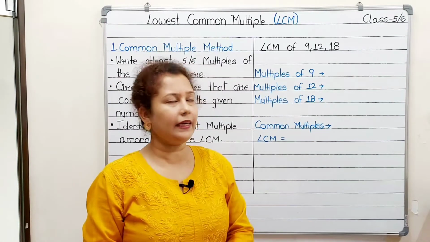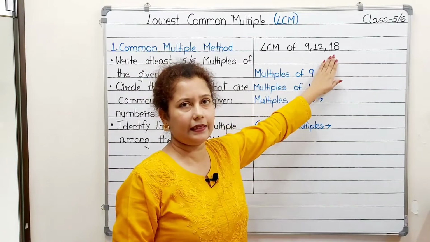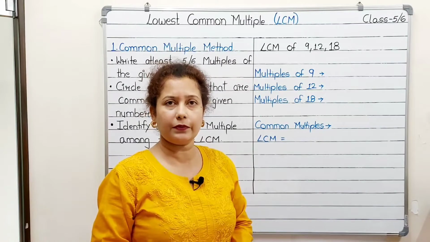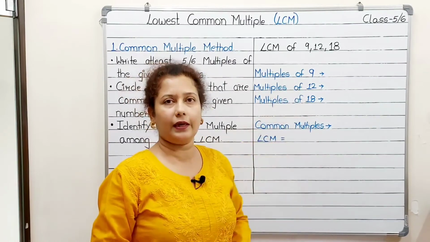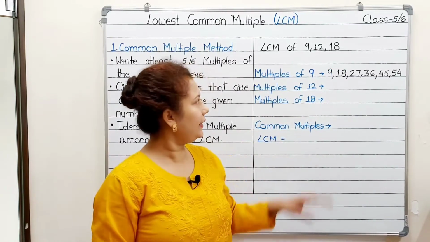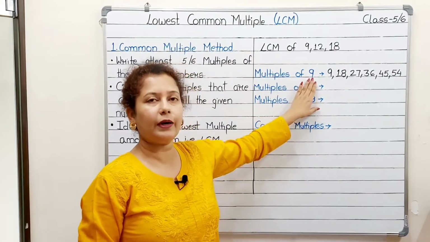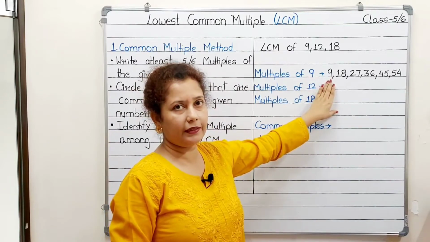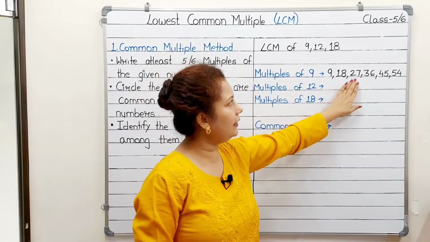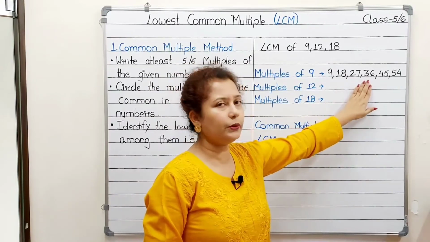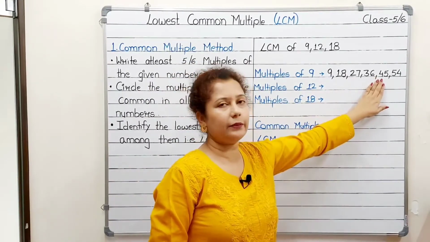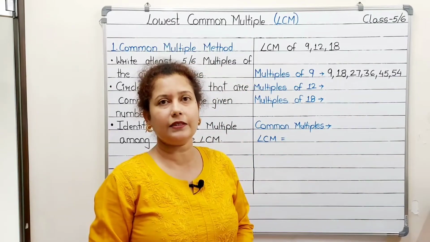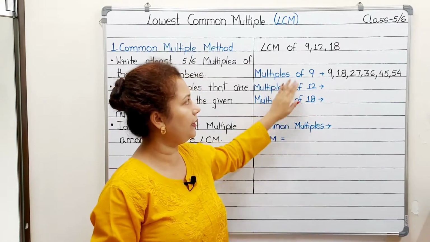Now we will find the LCM of 9, 12 and 18 by the listing method or common multiple method. For that, first we will find multiples of the given numbers. First we will write multiples of 9. The multiples of 9 are the table of 9. So the first multiple of 9 is 9, then second is 18, third multiple is 27, fourth multiple is 36, fifth multiple is 45 and sixth multiple is 54. So we will write at least 5 to 6 multiples of the given number.